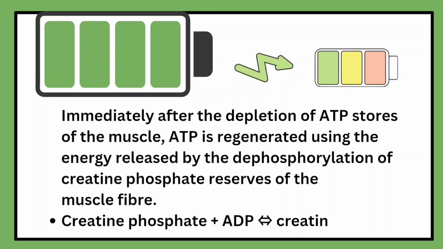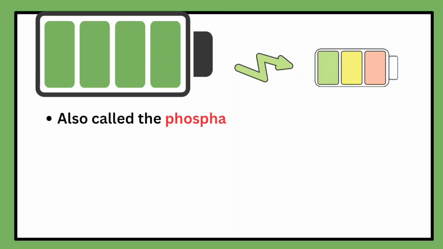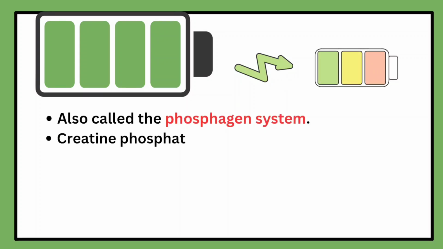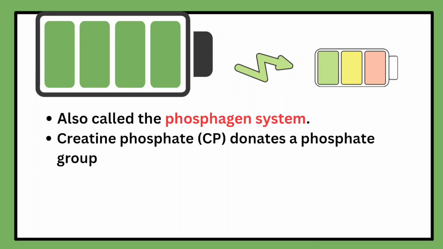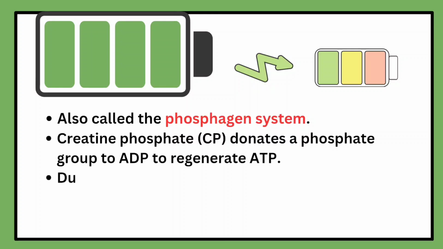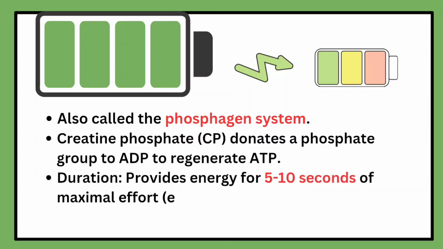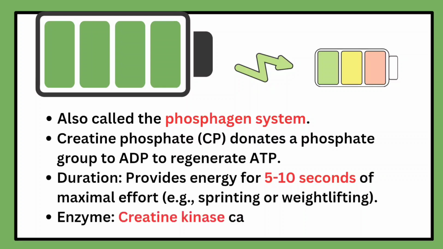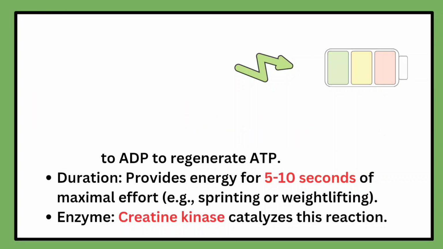ATP is regenerated using the energy released by dephosphorylation of creatine phosphate, also called the phosphagen system. Creatine phosphate donates a phosphate group to ADP to regenerate ATP. Duration: it provides energy for 5 to 10 seconds of maximal effort, for example sprint running or weightlifting. The enzyme which is utilized here is creatine kinase which catalyzes this reaction.